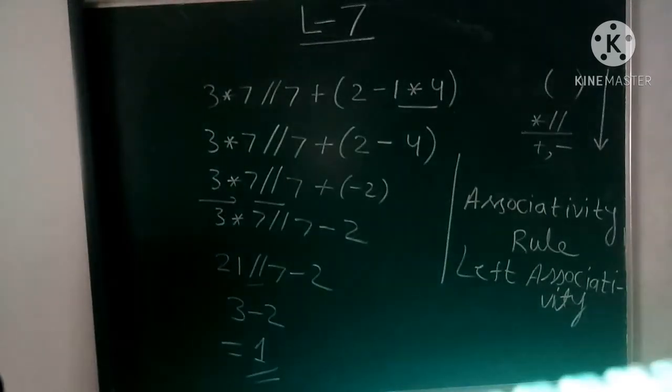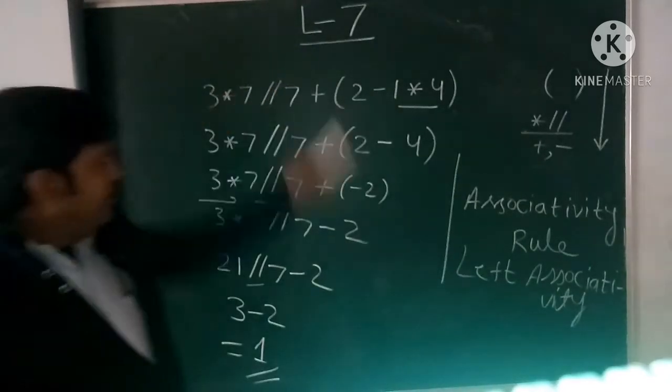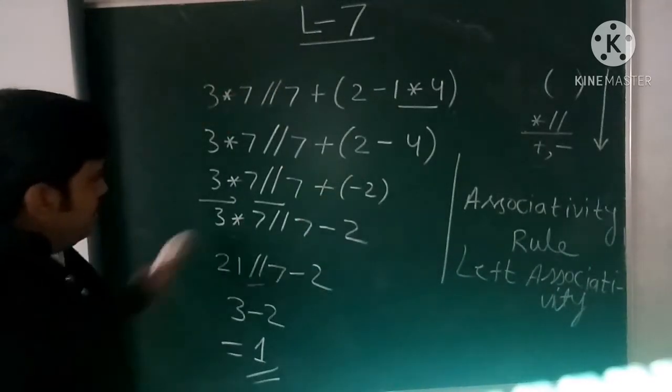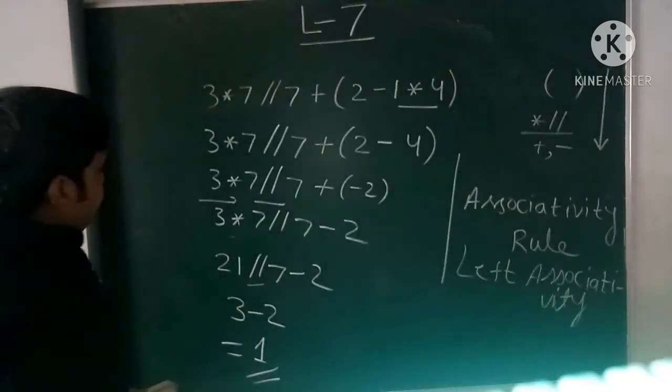So what is the result of this? 1. Like this, a question will be asked in the exam: an expression will be given and you have to simplify it, you have to solve it. That is called the associativity rule. Okay.